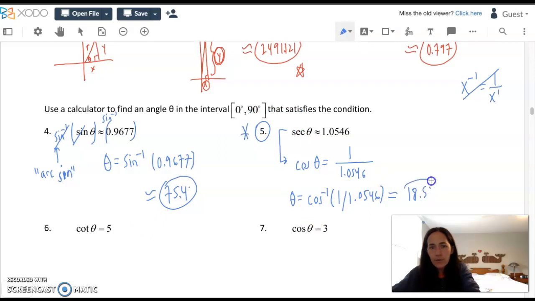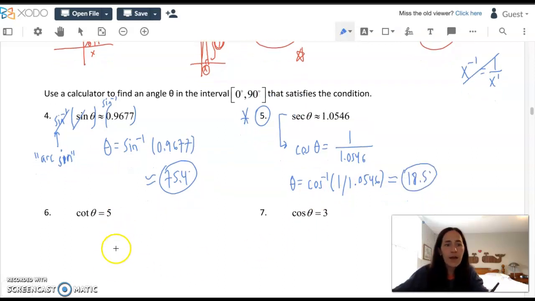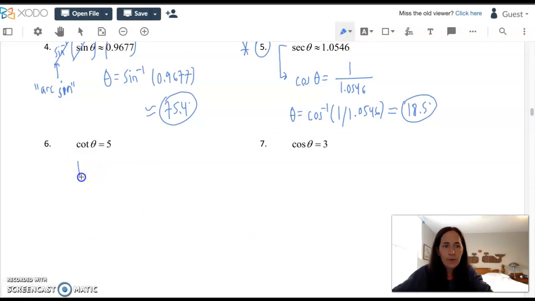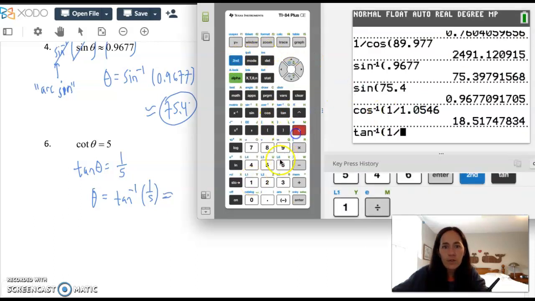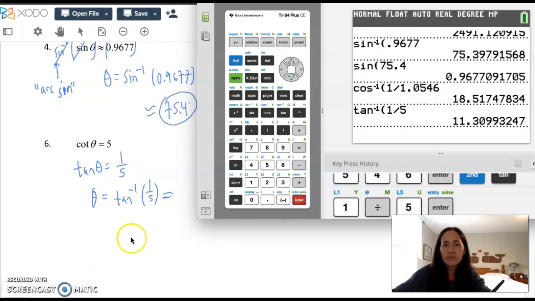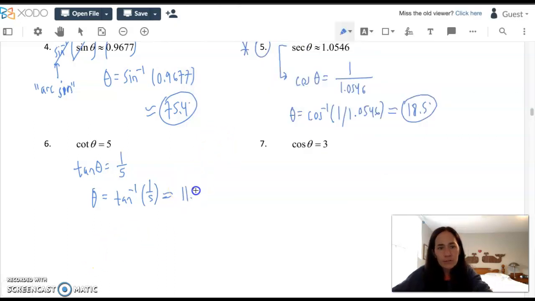Okay, so that was important. What about cotangent equaling 5? Flip it first. It's a reciprocal. Change it right now immediately into tangent, and that's going to be 1 over that original value. You're going to take the arc tangent, or the inverse tangent of 1/5 to get this answer. We'll type it in and round it. So second tangent, 1/5. And you get an angle. I'll round this to 11.3 degrees.